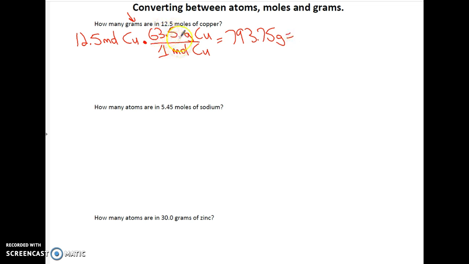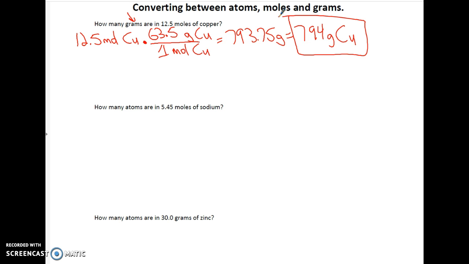You never go by the conversion factor because this is a known value. You didn't measure this, so it's an infinite number of significant digits. Go by the number in the problem. 12.5 is 3 significant digits, so we have to round this off to 3 significant digits, and we get 794 grams of copper. That ends up being the answer for that one.